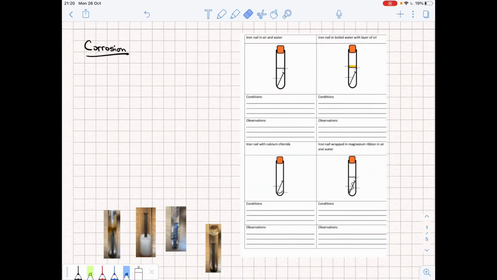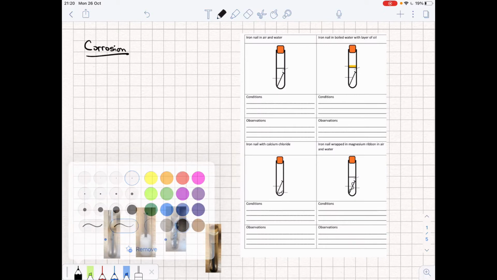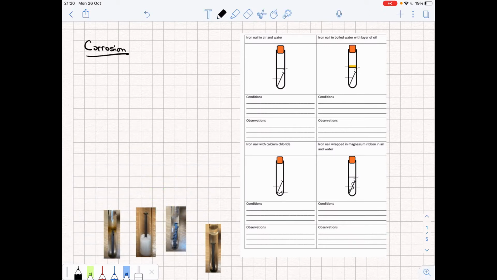Okay, in this video we're going to have a look at corrosion, and before we do that, let's have a definition for what corrosion means. So corrosion is the oxidation. All that means is the addition of oxygen, so it's the oxidation of metals. Okay, so it's the addition of oxygen to a metal.